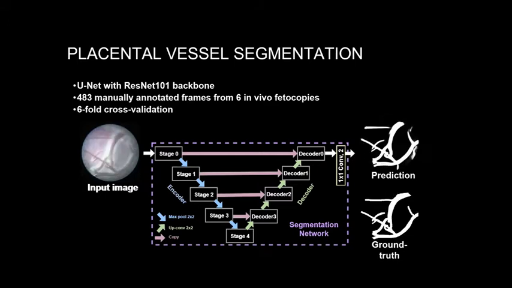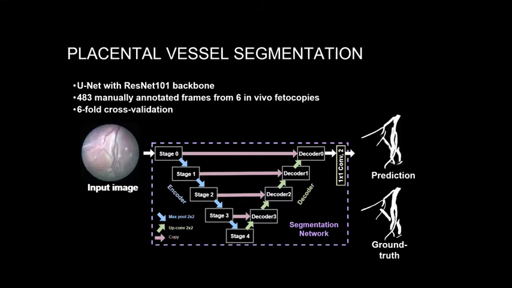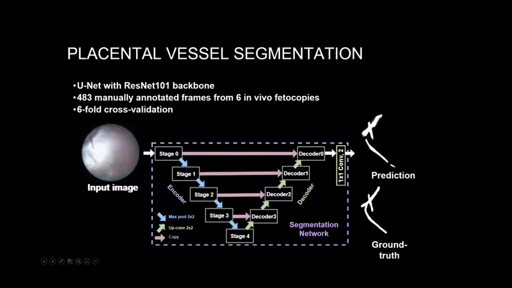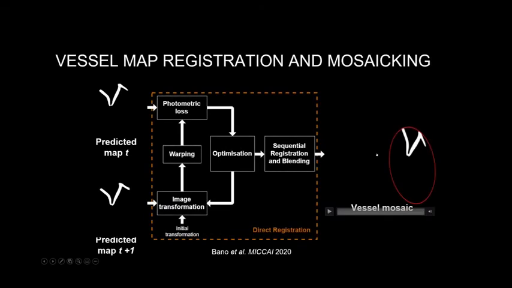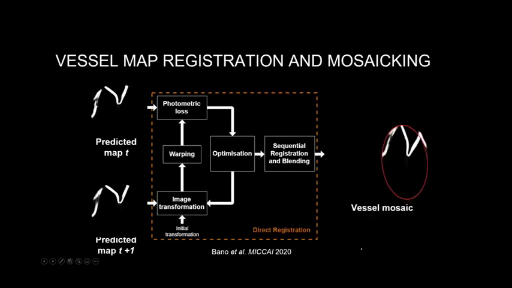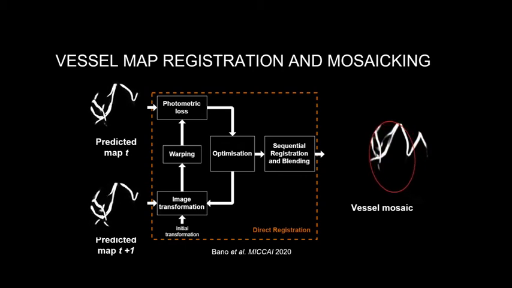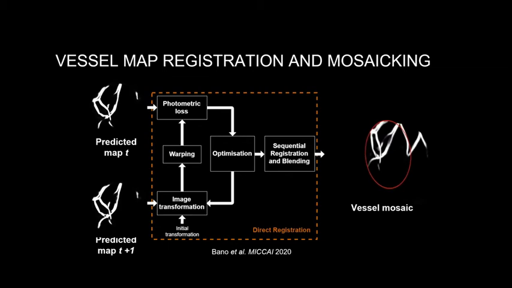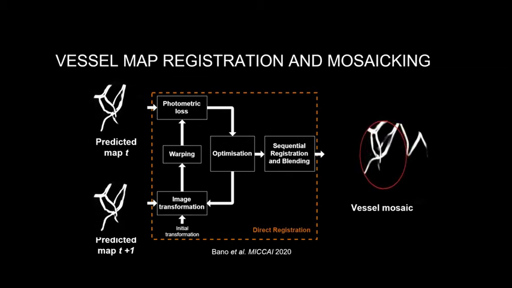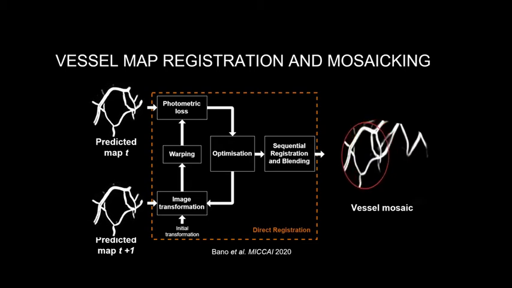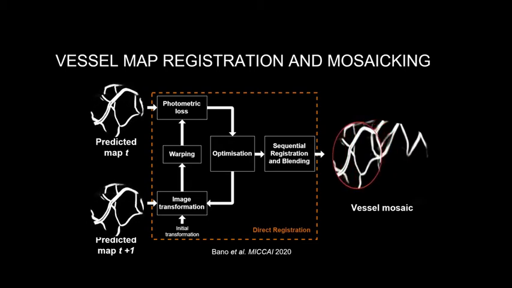In this latest work, which was just recently published at MICCAI, we are essentially segmenting the image into a vessel map. You take the fetoscopic image on the left, you predict a vesselness map on the right, and then use this information to fuse these vessel maps and create the vessel mosaic, potentially alleviating some of the problems with standard direct image mosaicing or feature-based image mosaicing and reducing the amount of drift.